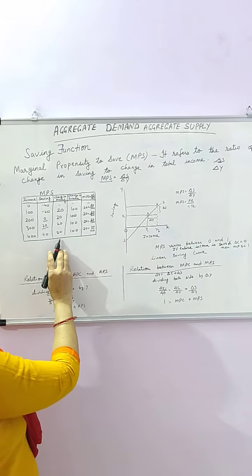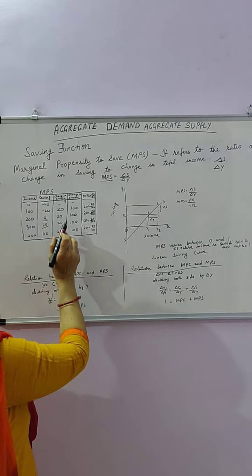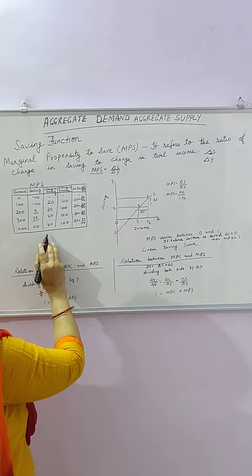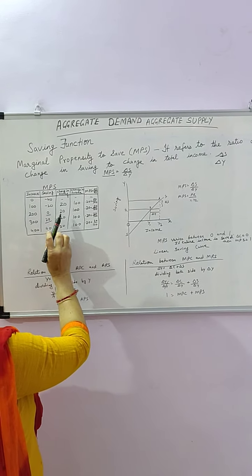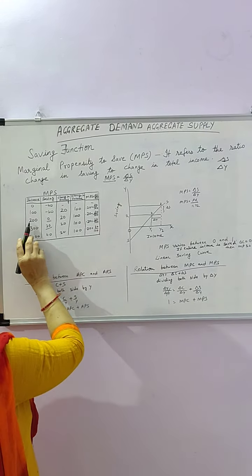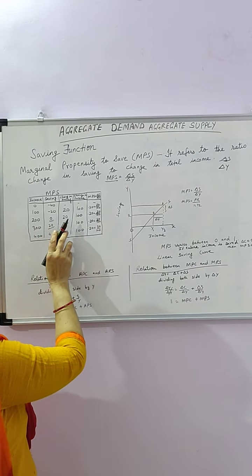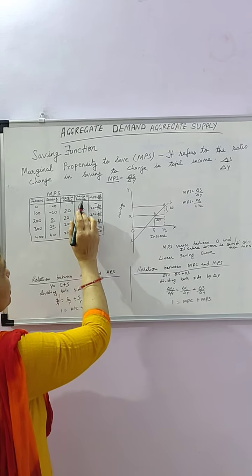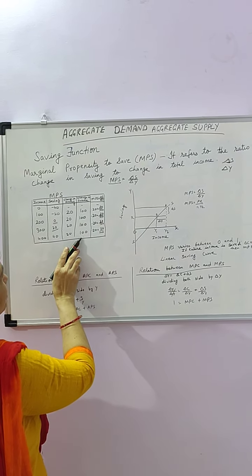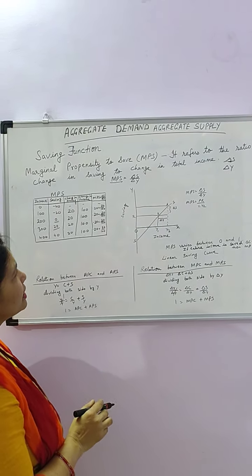You know that when your income increases, your savings also increase. This saving increases in a constant proportion. That is, with every increase in the level of income, your saving increases by 20 crores. Income increases by 100 crores and saving increases by 20 crores. So this is the change in income: change in income is 100 crores at different levels of income. So you can calculate MPS.